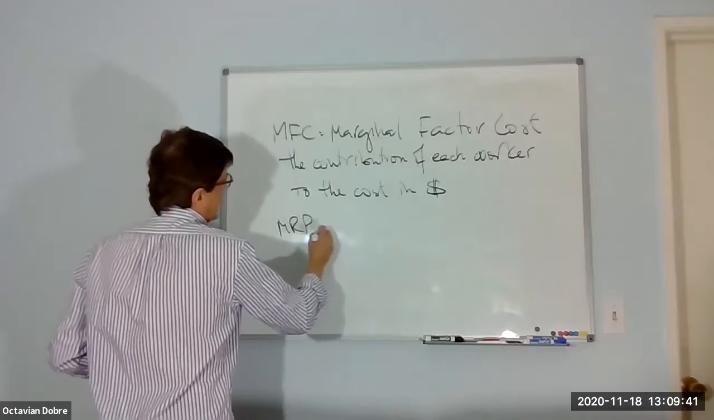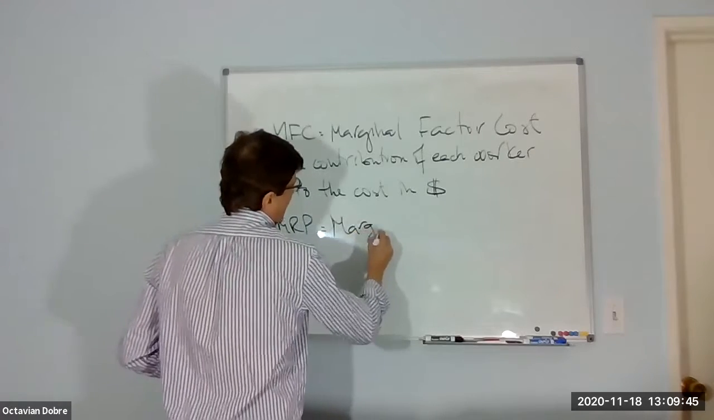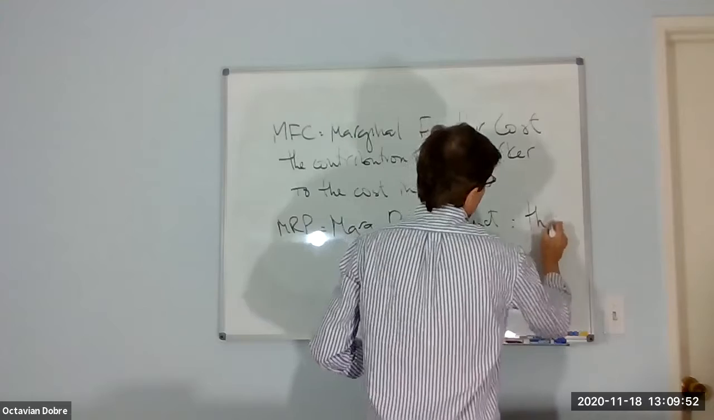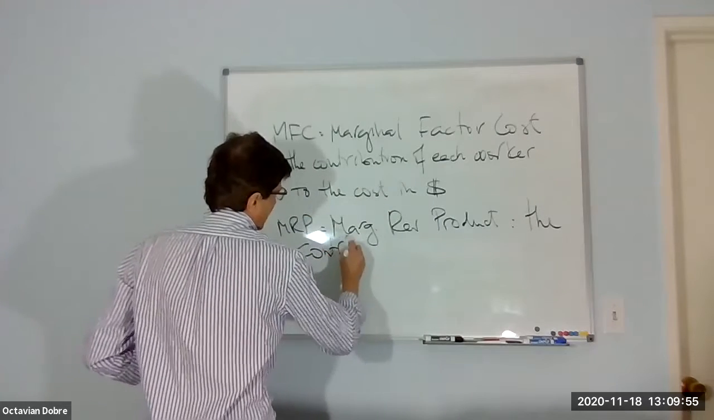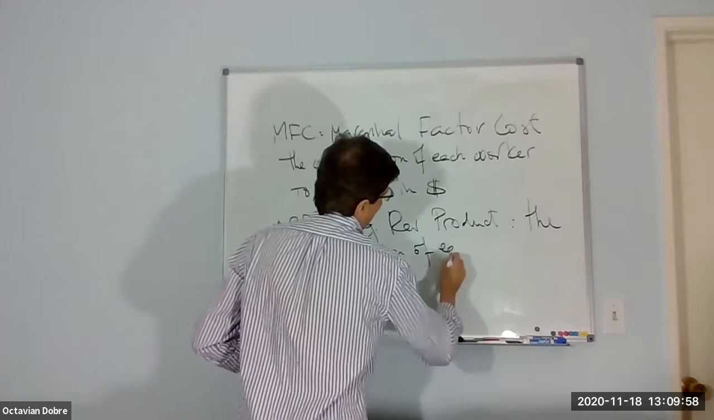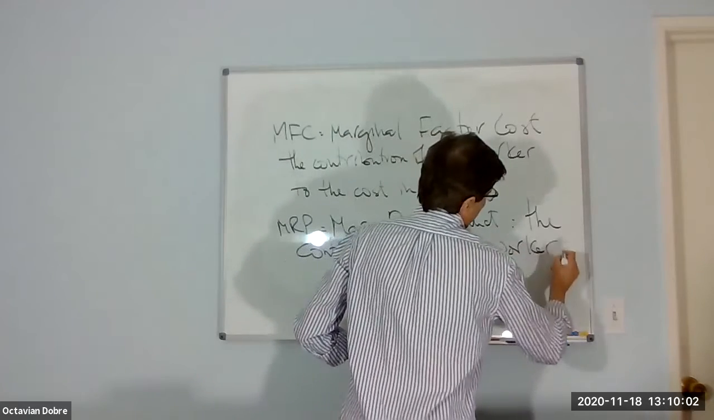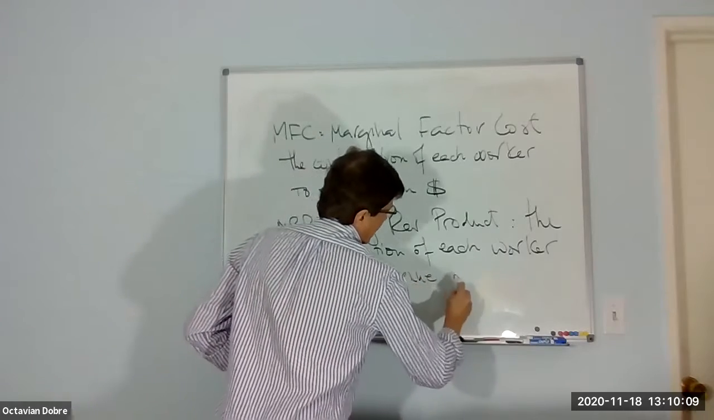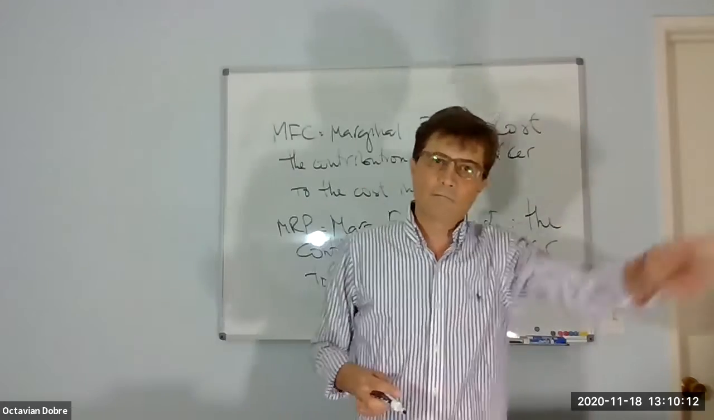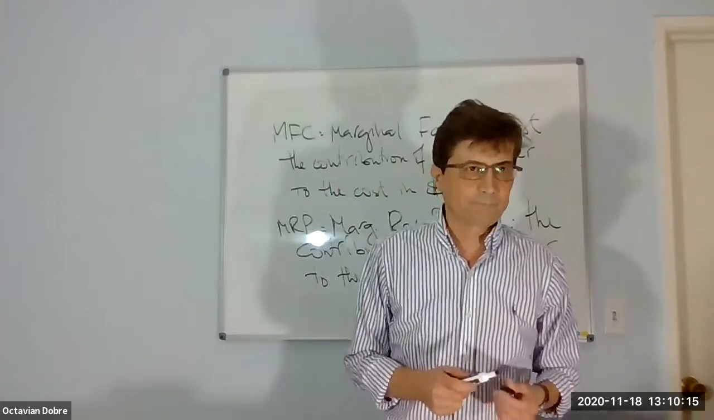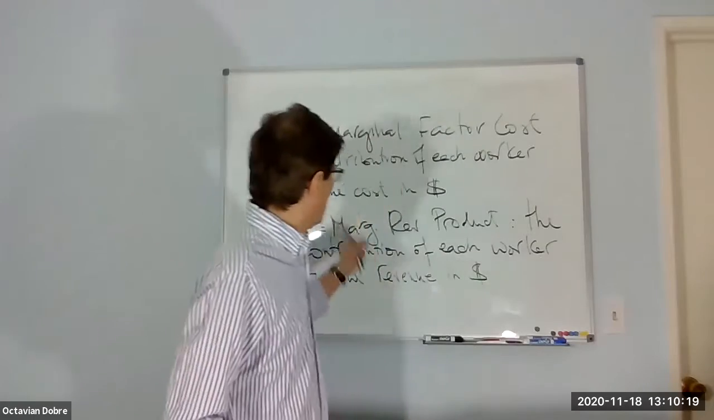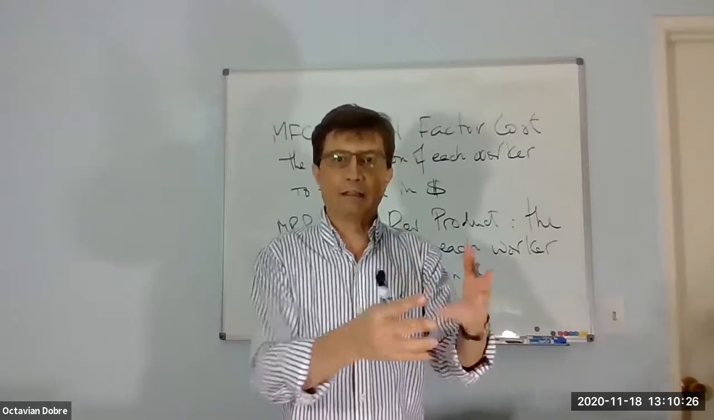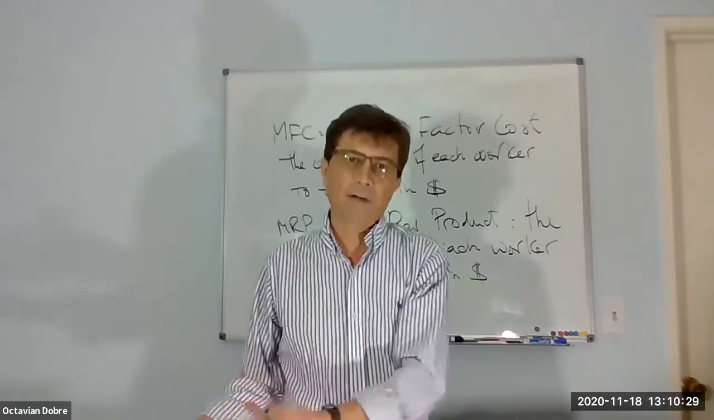Marginal revenue product is the contribution of each worker to the revenue. Obviously in dollars. They contribute 100,000, 80,000, 60,000, and so on. But how did we get this marginal revenue product? Well, we got it by multiplying the number of audits that each worker contributed times the price of an audit.